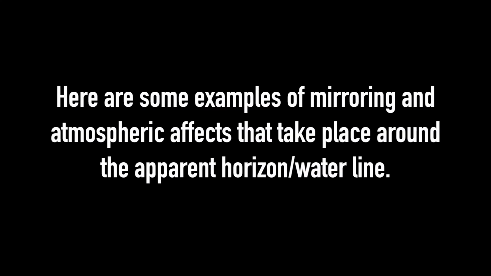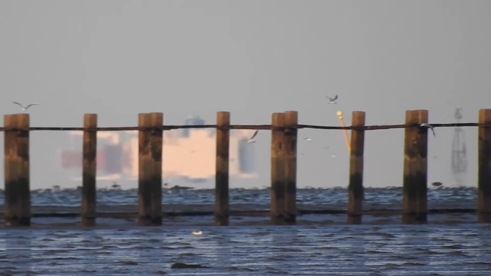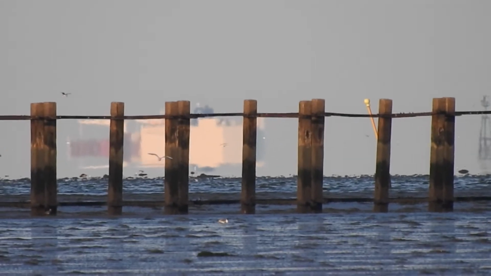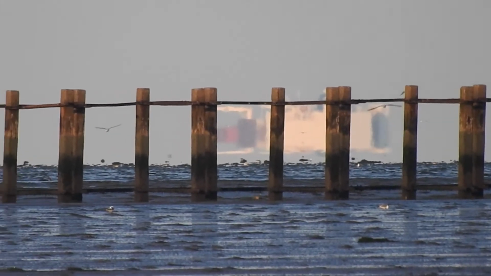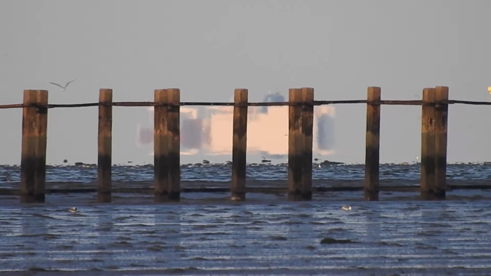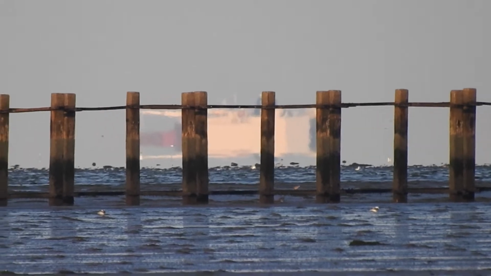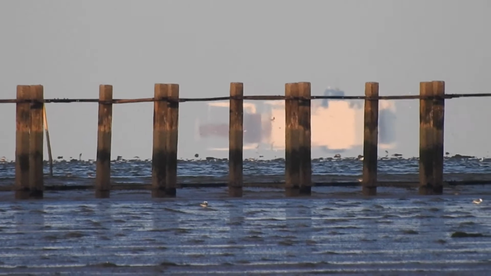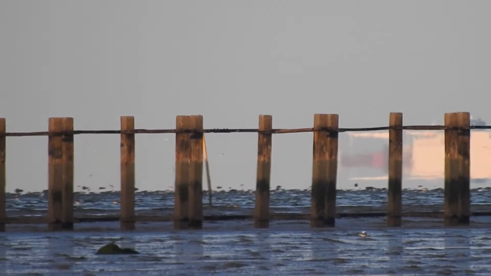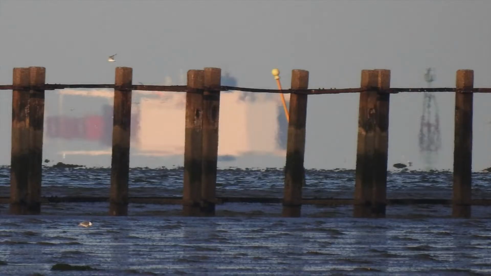Here are some examples of mirroring and atmospheric effects that take place around the apparent horizon or waterline. Now this video shows a boat at, I'm guessing, around about 10 to 15 miles away, and you can see there's quite significant mirroring. You'll also see these birds, the ones at a distance, they will disappear out of view as they go down and land.